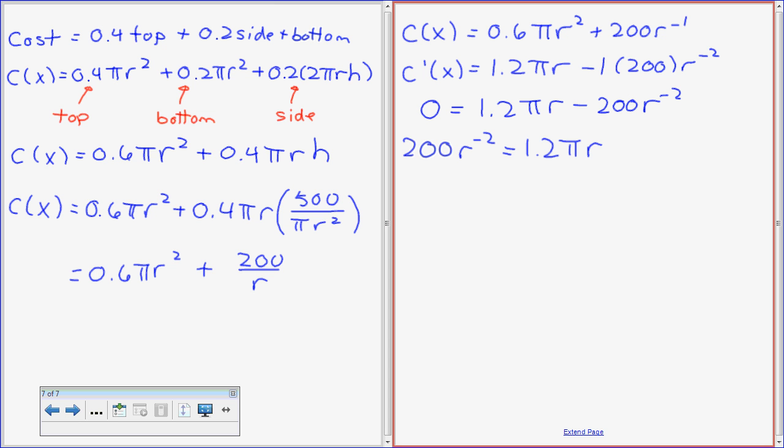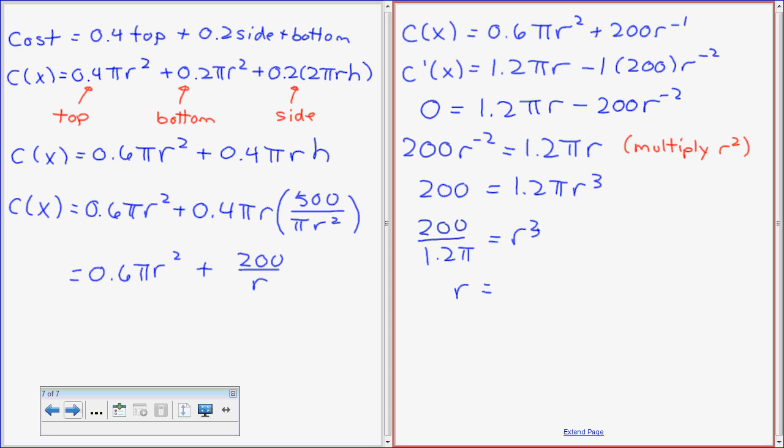Chris. So technically, 200 r to the -2 is 200 over r squared, yes? And essentially you can multiply everything by r squared to get rid of that messy thing. Very good. Okay, it's going to be 200 equals 1.2 pi r cubed. 200 over 1.2 pi equals r cubed, and I can't do that.